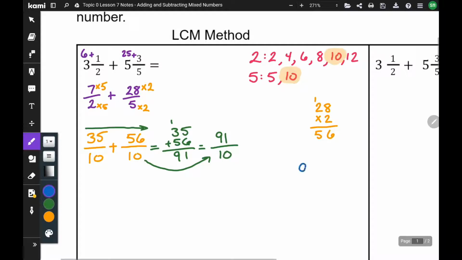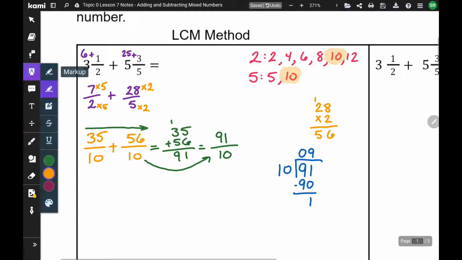So we take the numerator, 91, divided by the denominator, 10. 10 does not go into 9, but 10 does go into 91 9 times. 9 times 10 is 90. I subtract, and I'm left with 1 left over.